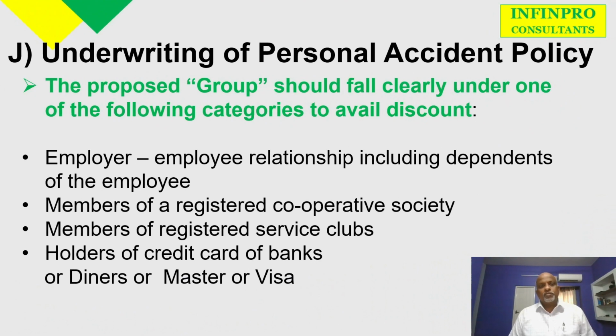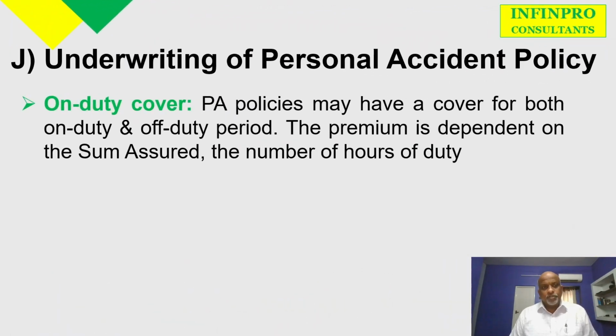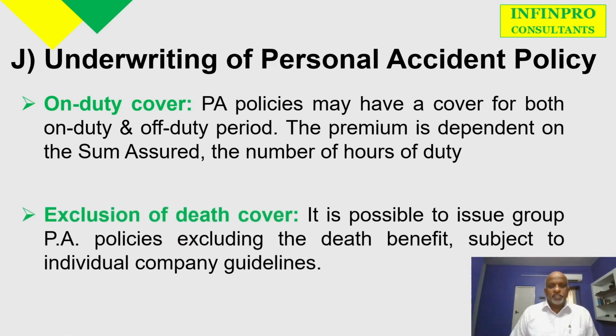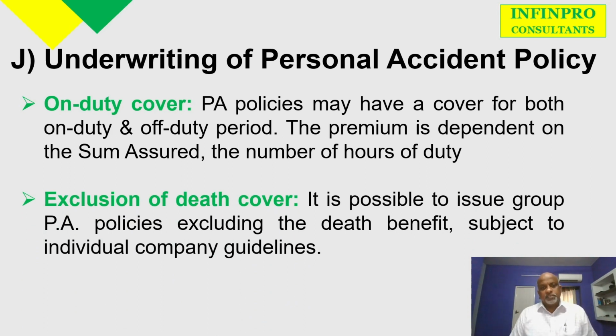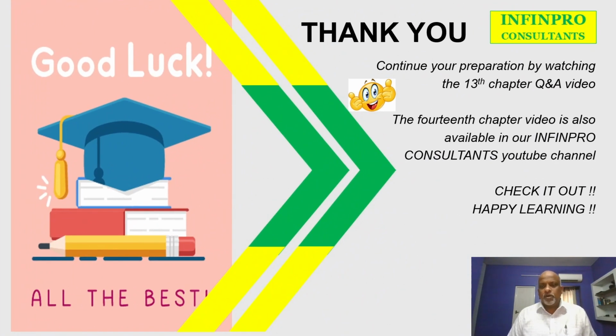We're continuing further with group policy of personal accident. The employer-employee relationship should be proven before taking a personal accident policy as a group. There can be various categories: employer-employee, a registered cooperative society, registered service clubs, credit card holders, etc. There is an on-duty cover given in a PA policy. The premium is dependent on the sum assured and the number of hours of duty as well. In some instances, a policy can also be given with an exclusion of death cover, subject to individual company guidelines. So friends, we saw underwriting as a procedure, as a process in health insurance.